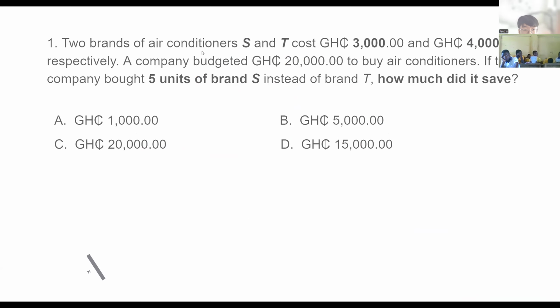Two brands of air conditioners, S and T, cost 3,000 and 4,000 Ghana cedis, respectively. A company budgeted 20,000 cedis to buy air conditioners. If the company bought 5 units of brand S instead of brand T, how much did it save?